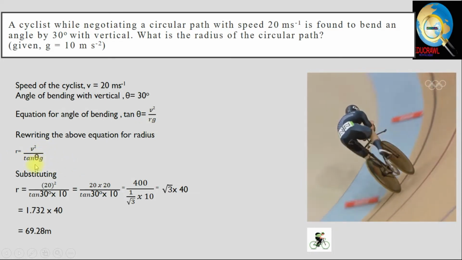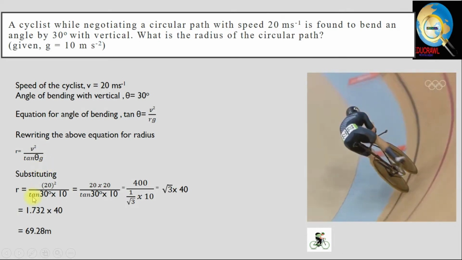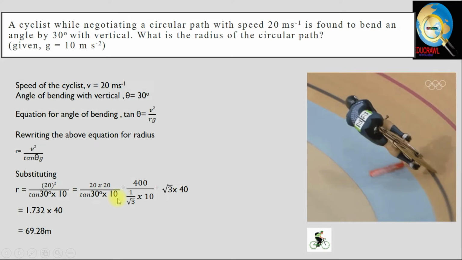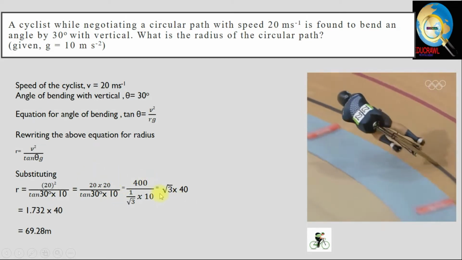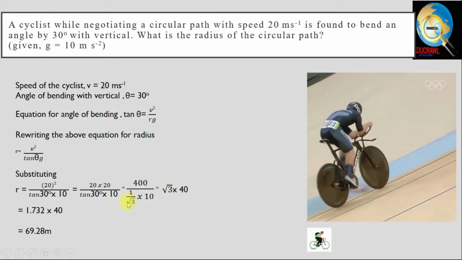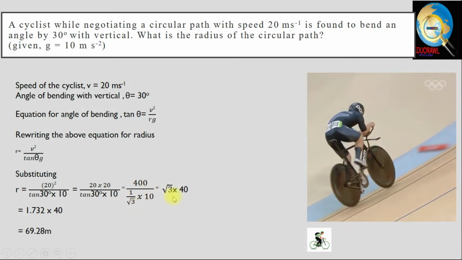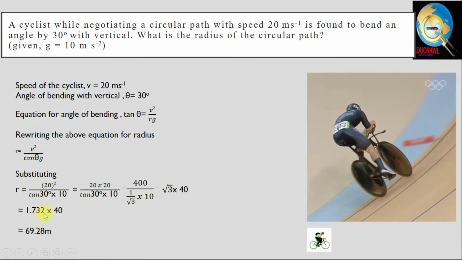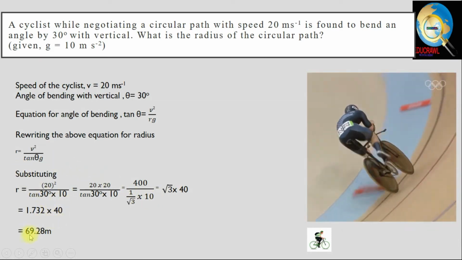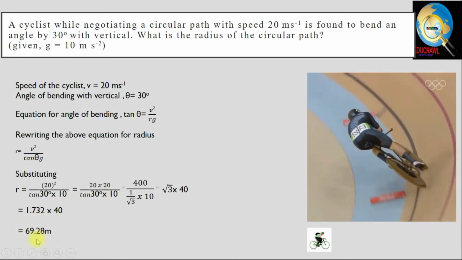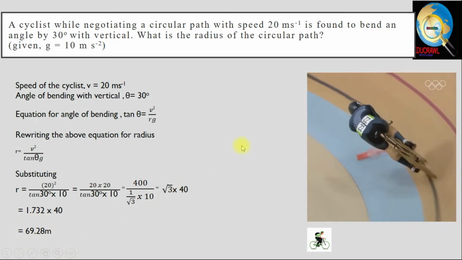Substituting the v value, theta value, g value, we get r is equal to 20 square divided by tan 30 into 10. So simplifying this, you get the answer as 400 divided by 1 by root 3 into 10. So root 3 will go to the numerator. So we have 40 root 3. Root 3 value is 1.732. So multiplying that with 40, you have 69.28 meter. The radius value is 69.28 meter.